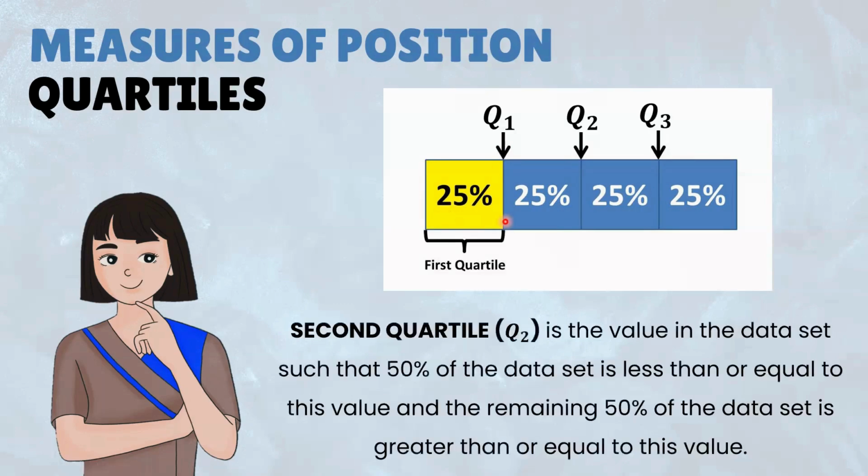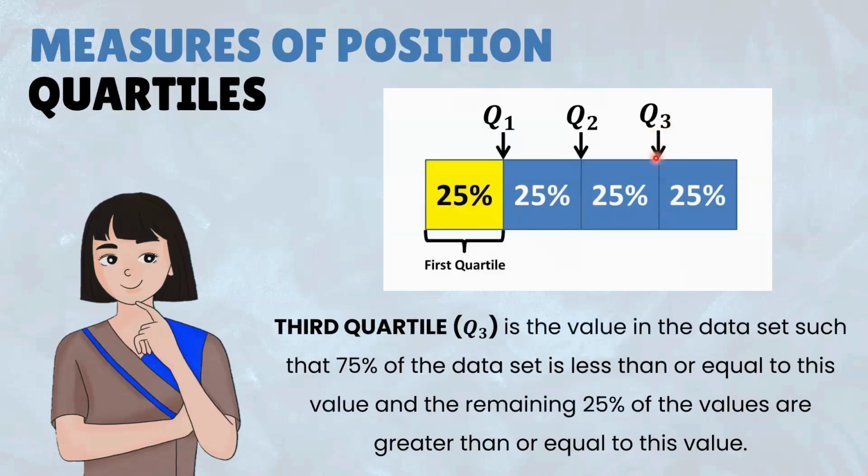Moving on, the second quartile or Q sub 2 is the value in the data set such that 50% of the data set is less than or equal to the quartile 2 value. And the remaining 50% is greater than or equal to this value. Quartile 2 is also known as the middle score of a given data set.